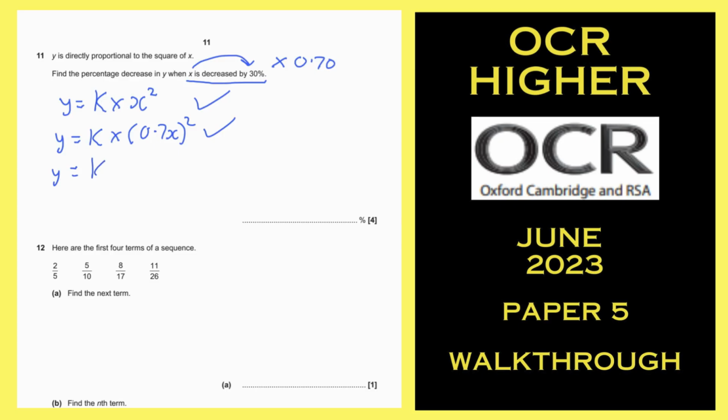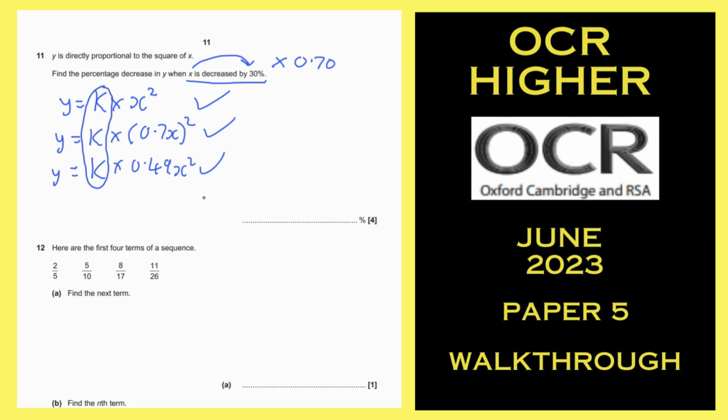Let's do the maths. 0.7 squared is 0.49. We're actually going to consider writing that as 49 hundredths. Or in other words, let's stick to 0.49 actually. And that gives you a massive clue. Find the percentage decrease in y. So as you can see, k is consistent throughout.